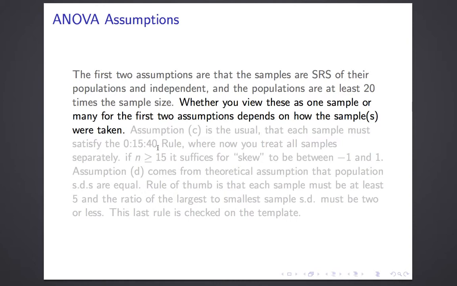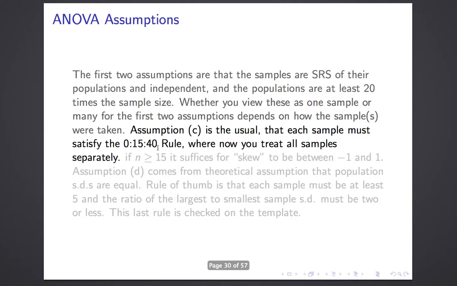how many samples you view yourself as having is based on how the sample was done. If it was one big sample, there's one thing to check. Is it a simple random sample? Is the one population 20 times the sample size or more? If it was taken as 3 separate samples, or however many, then you have to check each of those separately for each of the different populations. This stands in contrast to assumption C, where you have to check the 0, 15, 40 rule for each sample regardless of how they were taken.